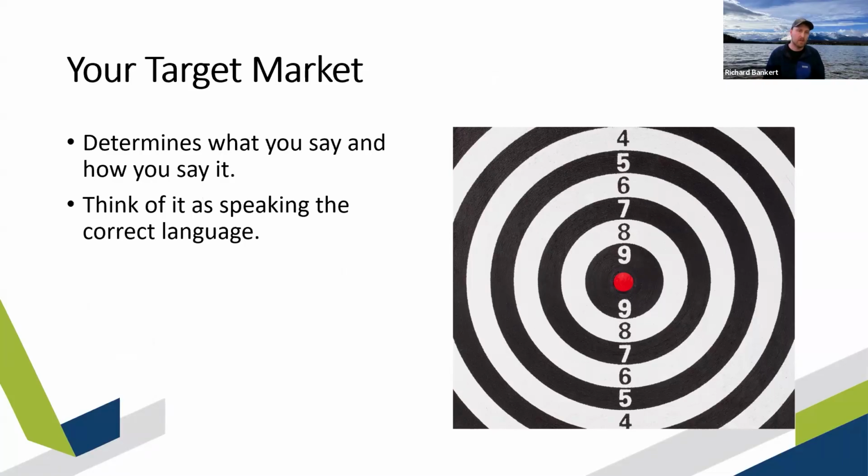Your target market determines what you say and how you say it, and think of it as speaking the correct language. If you could boil it down to one thing, you want to speak the language of the people that you're talking to. For example, if your target market was quilters, you would be able to use all of the language that goes along with quilting, because they have a specific language that they use. We want to make sure we are able to do that.